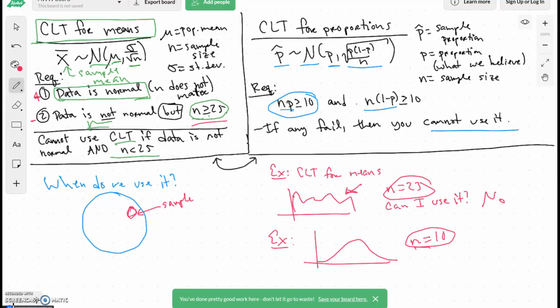Remember, that's why I wrote this thing in parentheses: n does not matter. It doesn't really matter what n is. As long as it's normal, the normality of the distribution of the original population overpowers the fact that n is really, really small. So this one you can use. So say yes, it is normal. It satisfies the first one.